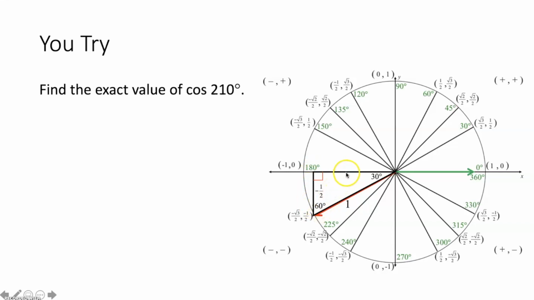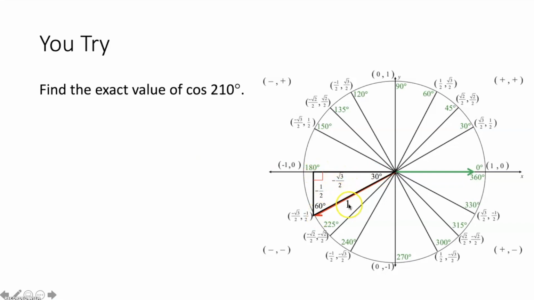Next, we can find the length of our longer leg, the side opposite our 60 degree angle. And remember, that's just going to be rad 3 times the length of our shorter leg. And because this side length lies on the negative portion of the x-axis, it is also going to be negative. That's why this point on the unit circle is at negative rad 3 over 2, comma, negative 1/2.